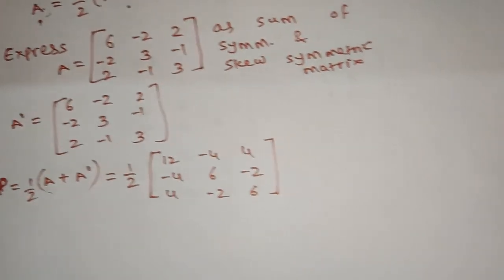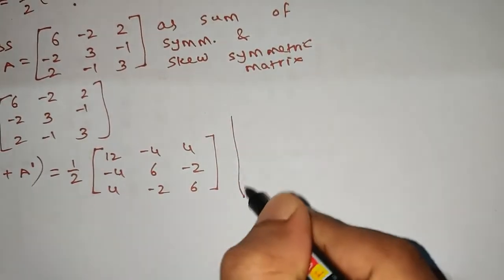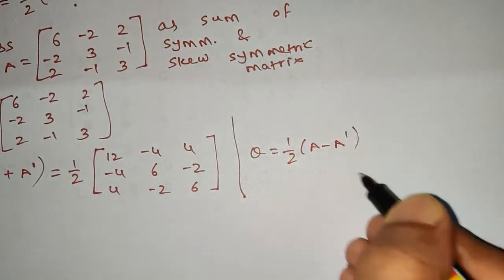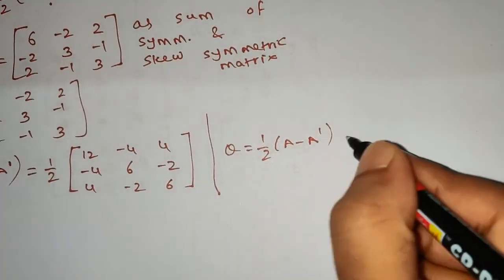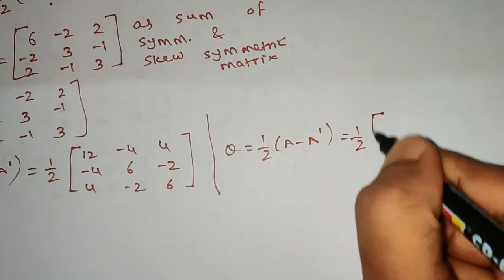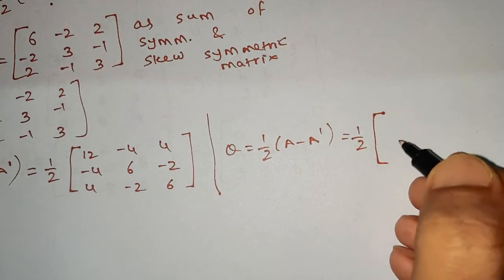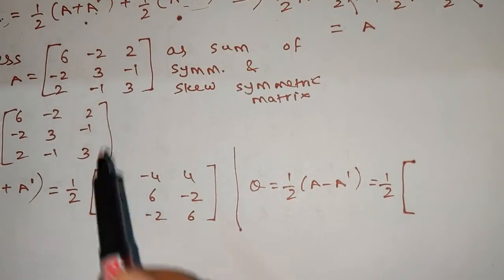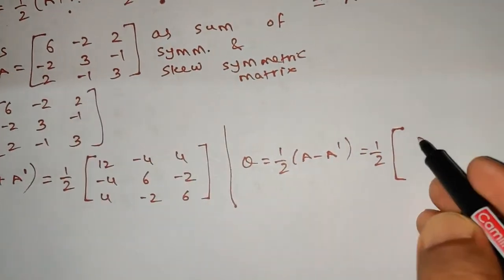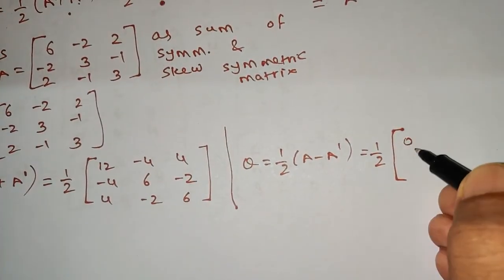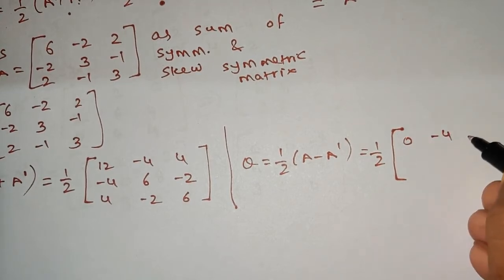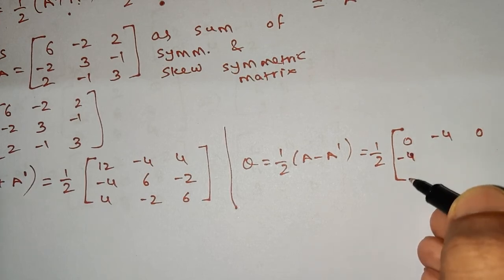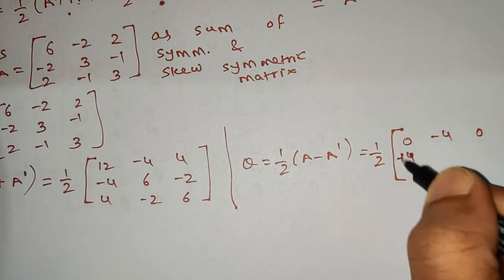Let me write another matrix here. Let me denote it with Q, and I'll find half A minus A transpose. I'll write half here, and then subtract these two matrices. So 6 minus 6 is going to be 0, minus 2 minus 2 is minus 4, 2 minus 2 is again 0, minus 2 minus 2 is again minus 4, and minus 2 minus minus 2, so it's plus 4.